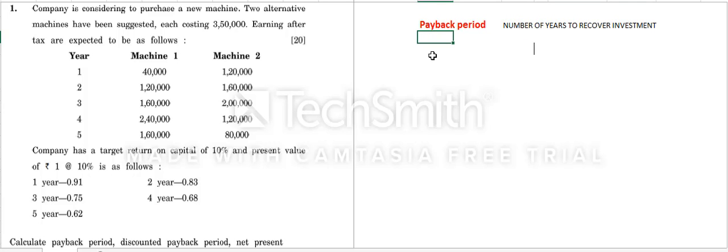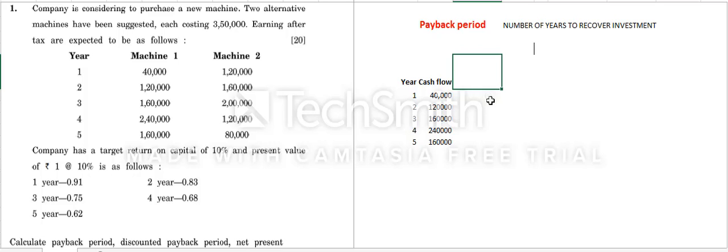So we'll write down the number of years here and the cash flow. For first year, second year, third year, fourth year and fifth year as given in the question, we're just going to write the cash flow here. So this is our cash flow for 5 years. Now from this cash flow we need to see in how many years the company is able to recover 3,50,000. So to simplify this, we'll write down the accumulated cash flow.